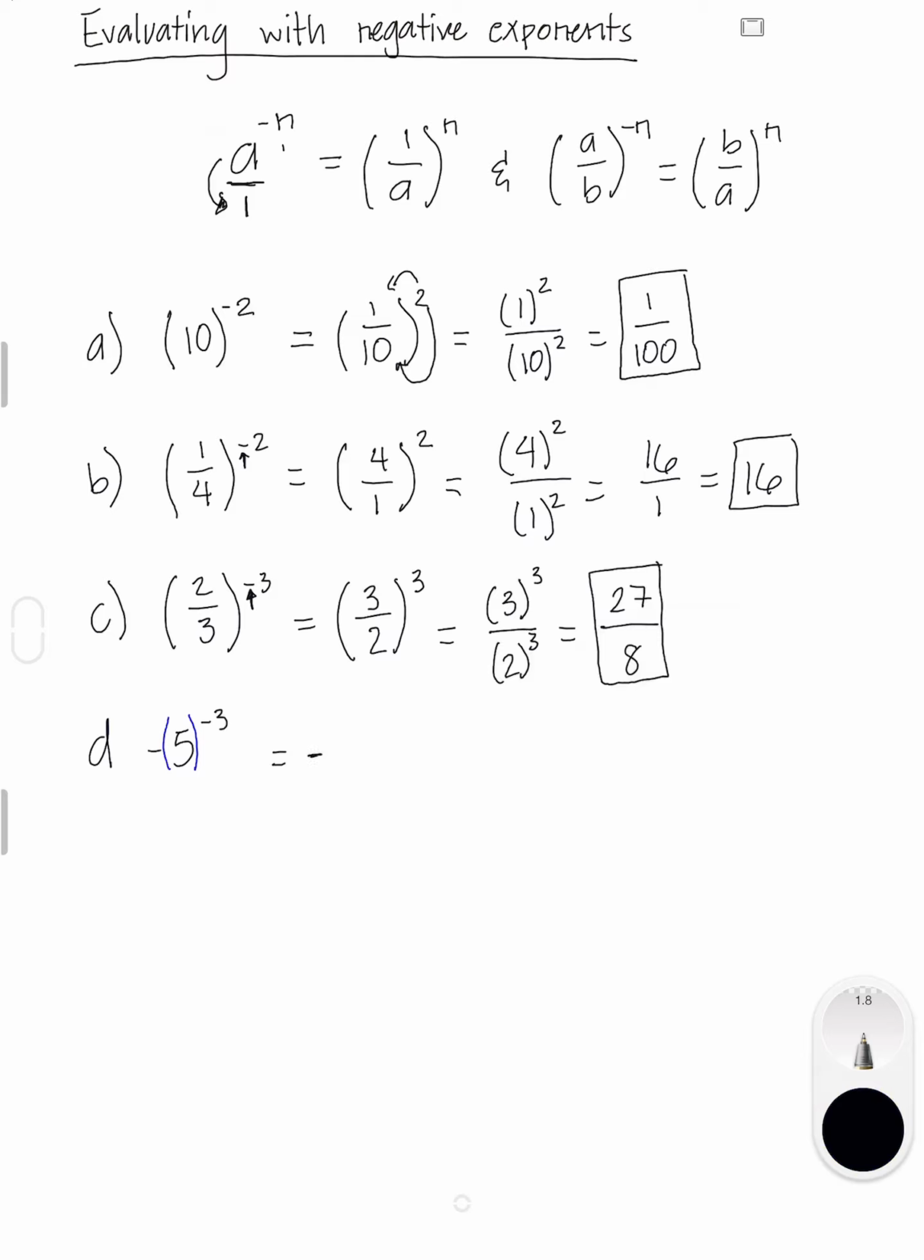So this will be negative, and then again we have kind of like an invisible 1 under the 5, because we have a negative exponent. We gotta move that 5 to the denominator, and this will become 1 over 5 to the third power. Now positive, so we will have negative, and then 1 to the third power over 5 to the third power, which equals negative 1 over 125. And that is our solution for example D.